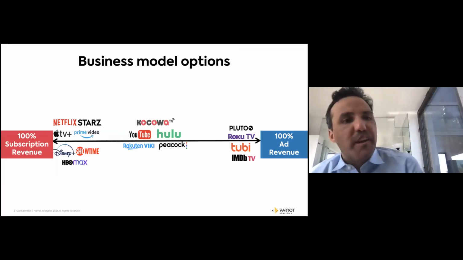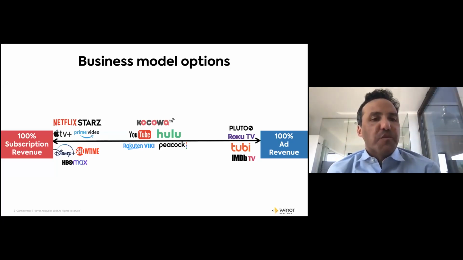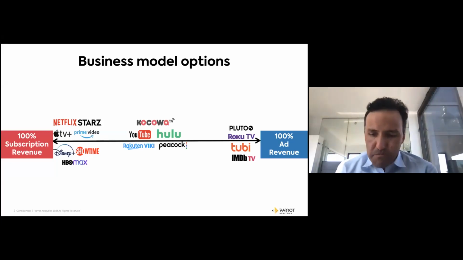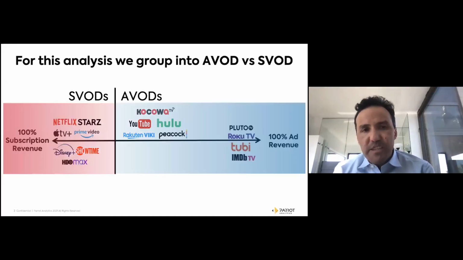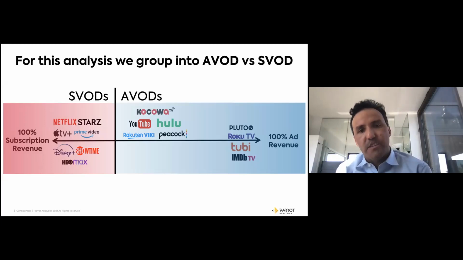So what are we talking about? Of course, there's a spectrum of the different business models that you can use, right? On one end, you can go all SVOD. On the other end, you can depend entirely on advertising revenue. Of course, platforms are doing a little bit of both. But for the purpose of this analysis, we have made SVODs only those that depend on subscription revenue with no ads. That would be our definition of SVODs for this analysis.